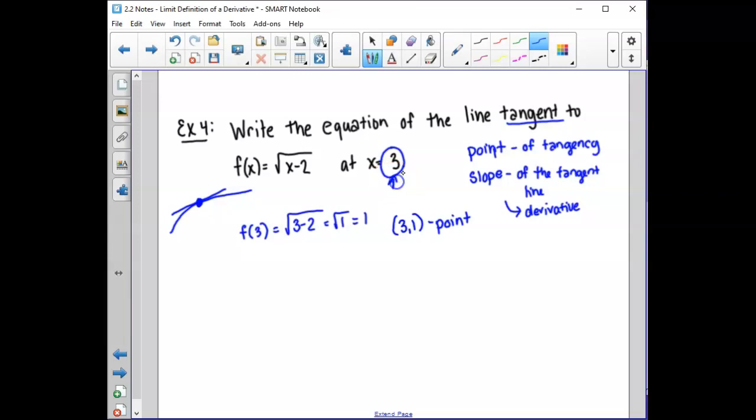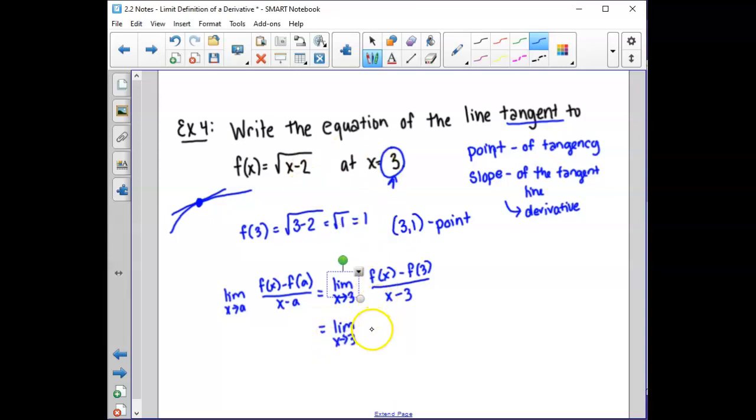Because we know which point we want to find this at, I prefer the limit as x approaches a of f of x minus f of a all over x minus a. You don't have to use this version, but I find it a little bit quicker whenever we do have that point. So for this problem, I'm going to do the limit as x approaches 3 of f of x minus f of 3 over x minus 3.